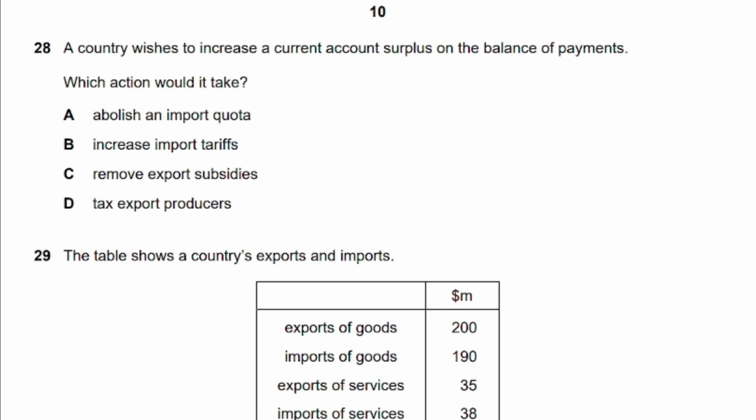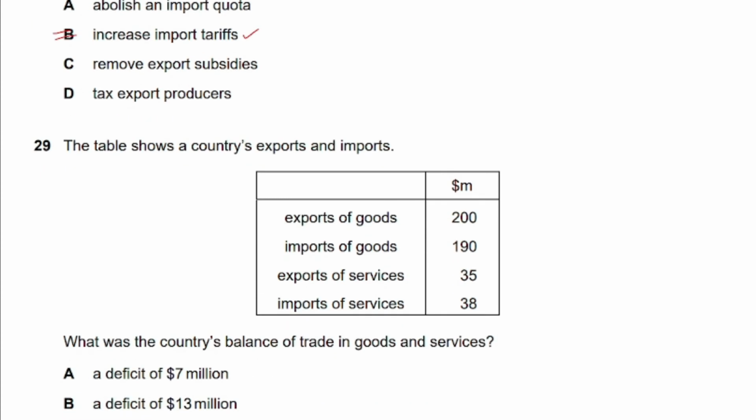Question 28: A country wishes to increase its current account surplus on the balance of payments. What action would it take? A current account surplus is when exports are more than imports, when the value of exports is more than the value of imports. So you have to reduce imports. So an increase in import tariff will help us achieve this aim. An import tariff is the tax imposed on imported goods. So the volume of imports will come under control and the balance of payments current account will move to surplus.